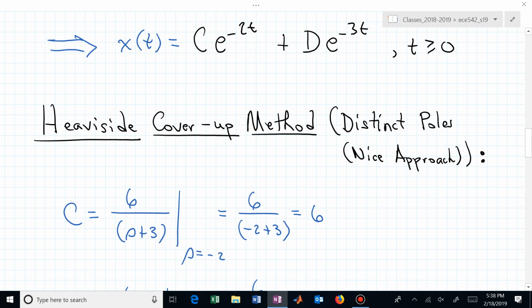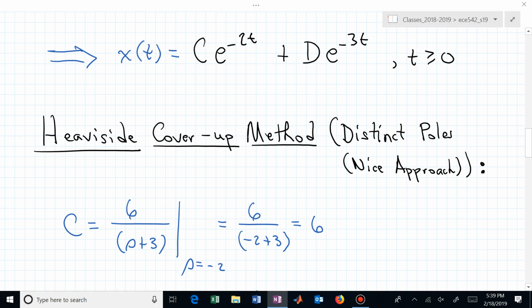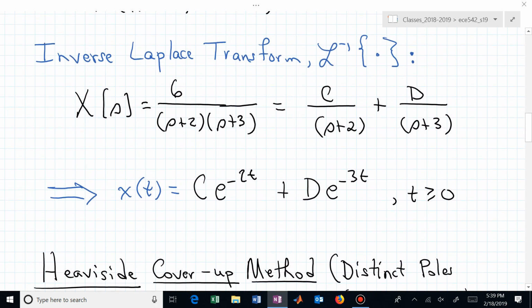One method, when we have distinct poles, which we do here, we had a pole at minus 2 and a pole at minus 3, we could use the Heaviside cover-up method. What's that? Well, if you go back to this expression and you use your hand and you sort of cover up the S plus 2 factor on the left and then evaluate at the location S where S equals minus 2, then you'll find the value for C.